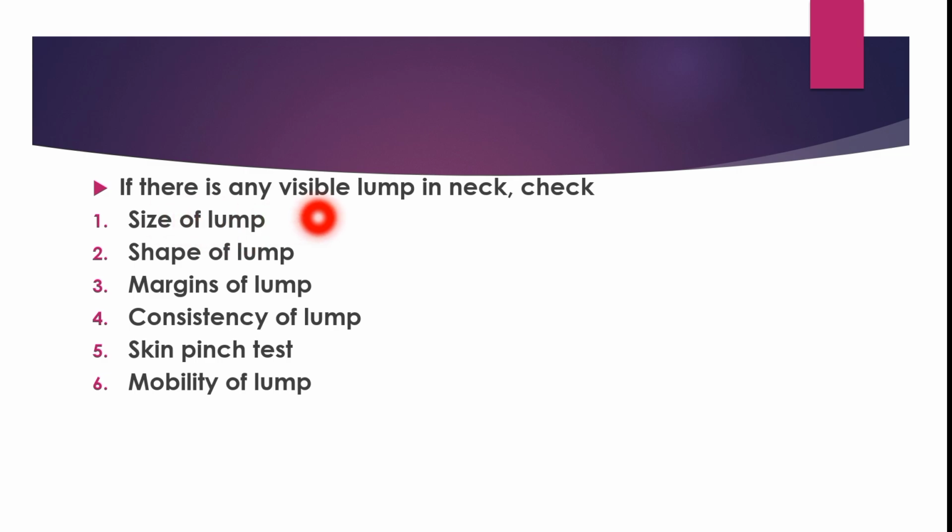And if there is any visible swelling or lump in the neck, then check the size of the lump, both lengthwise and widthwise. Also note the shape of the lump, whether it is globular or rounded. Also palpate the margin of the lump, whether it is regular or irregular, and look for the consistency of the lump, whether it is cystic or hard. Also perform the skin pinch test, which indicates whether the swelling is attached to the underlying skin or not, and also check the mobility of the lump, whether it is mobile or fixed.